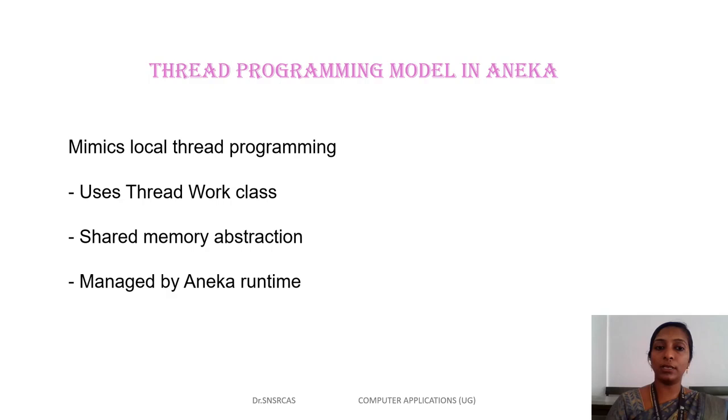The thread application model in Aneka thread mimics local thread programming. It mainly uses thread work classes and a shared memory abstraction managed by the Aneka runtime. It is used to create the classes for Aneka thread, and the processes execute one by one. With shared memory abstraction, Aneka threads can share their memory across multiple sections, and it is managed by the Aneka runtime.